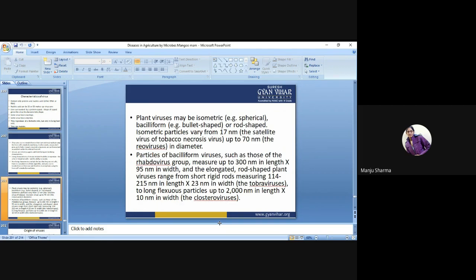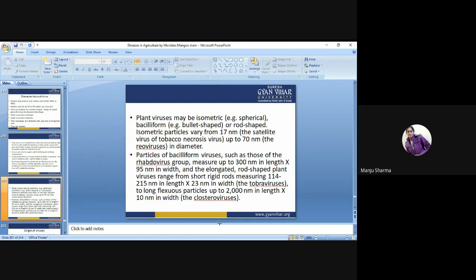Plant viruses may be isometric (spherical), bacilliform (bullet shape), or rod shaped. Isometric particles vary from 17 nanometers, the satellite virus of tobacco necrosis virus, up to 70 nanometers in diameter, the reoviruses.